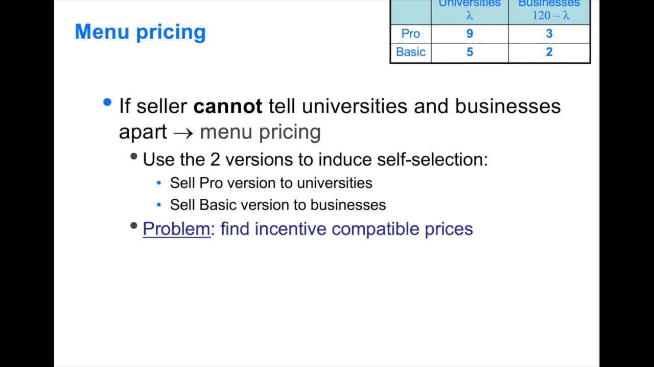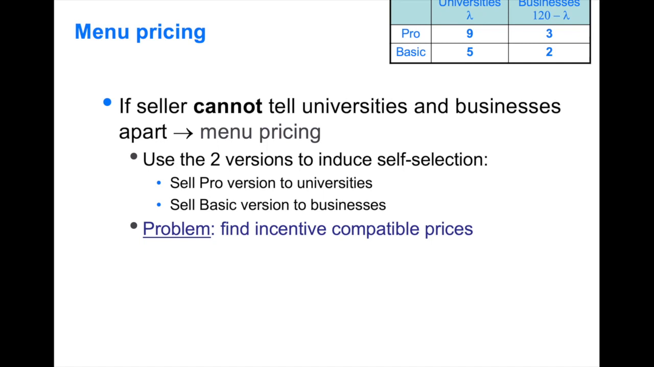Okay, so the problem is really to find these prices, what we call incentive compatible prices, because these prices have to be compatible with the incentives that the seller wants to give to the two types of consumers. And I repeat, the idea is to have the pro version being bought by universities and the basic version being bought by businesses.